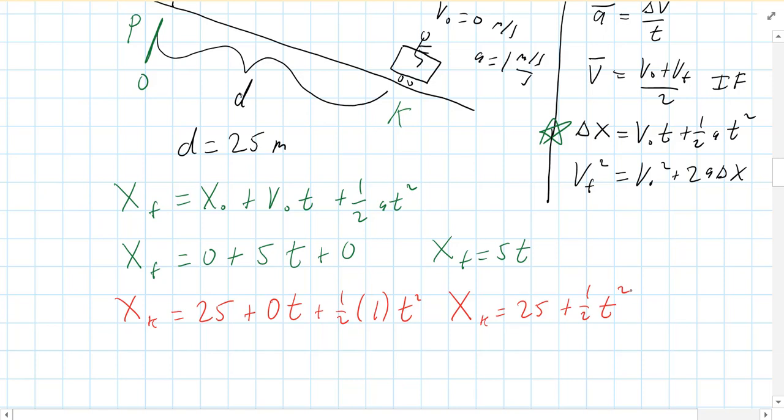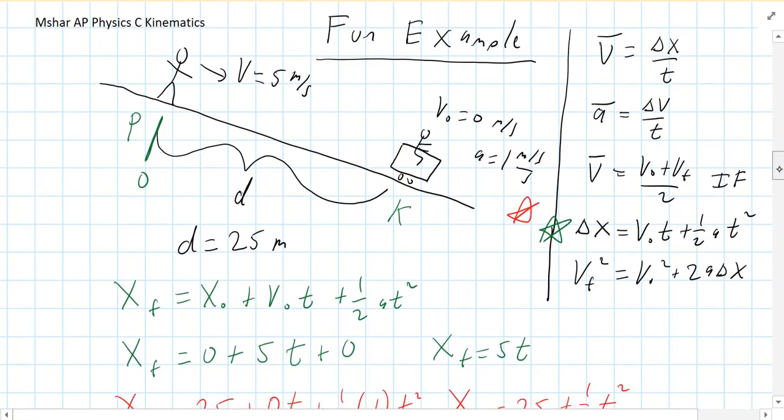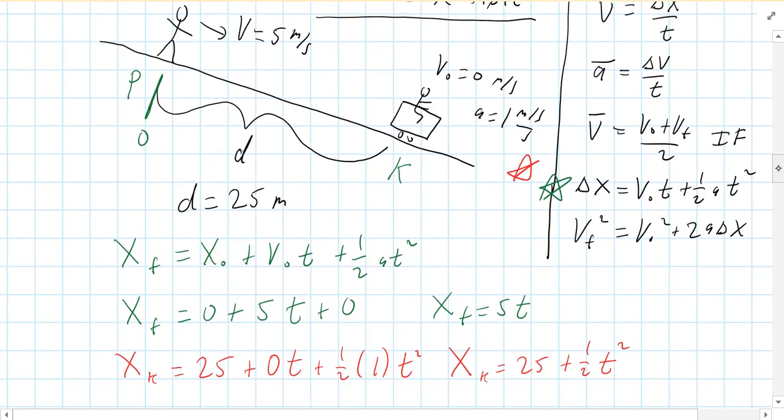Now, if the parent is to catch the child, what do we know? Well, if they meet, let's say, somewhere down the ramp, then their position has to be the same at that moment. Now, by the way, a big misconception is to say that the parent and the child must have the same velocity there. Well, that's not correct. The parent has to be going faster than the kid to catch them, okay?